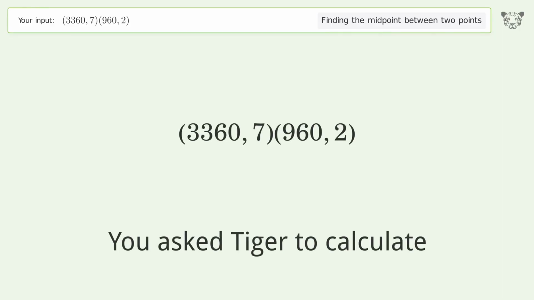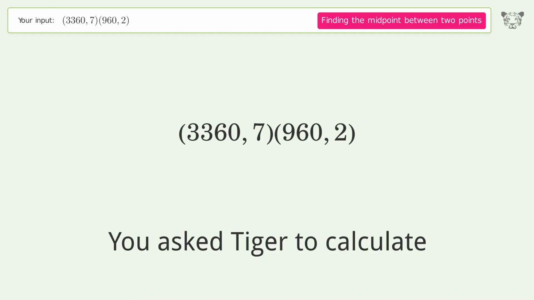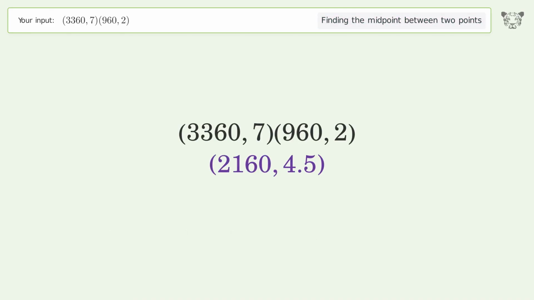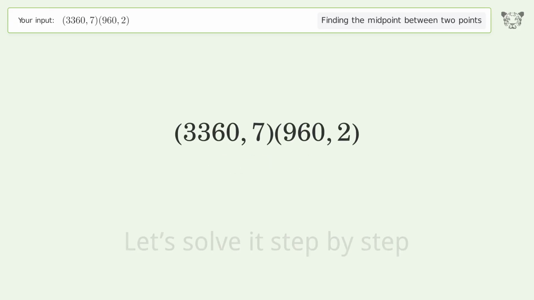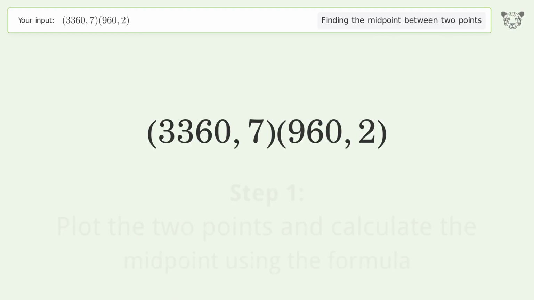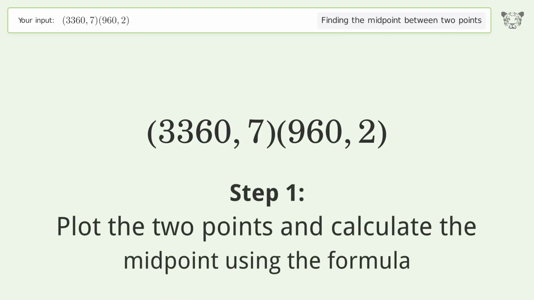You ask Tiger to calculate. This deals with finding the midpoint between 2 points. The midpoint between the 2 points is 2160, 4.5. Let's solve it step by step. Plot the 2 points and calculate the midpoint using the formula.